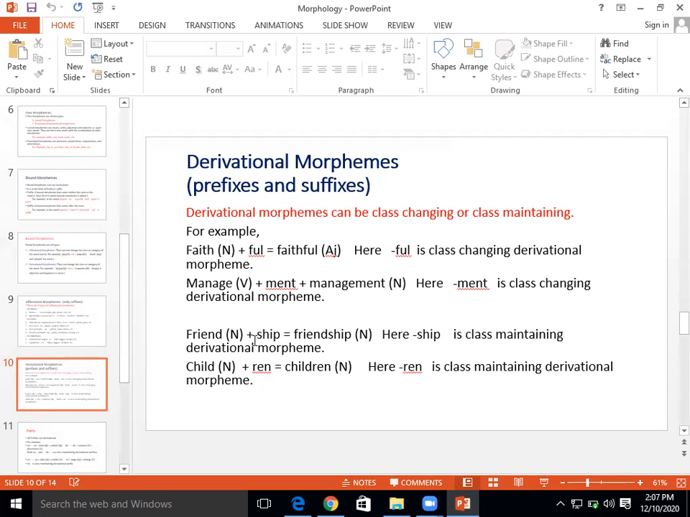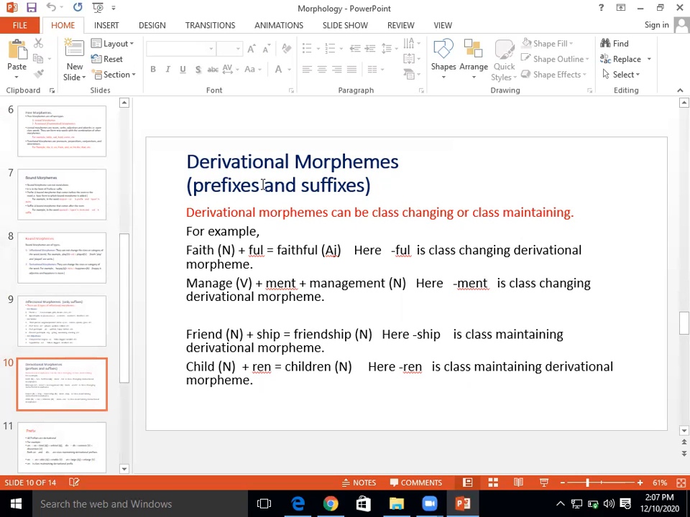Okay. Friend plus ship is equal to friendship. In the first two examples, we can find there are class changing derivational morphemes because the class is changed after adding the morpheme or suffix. And in the other example, friend plus ship becomes friendship. So friend is a noun and friendship is also a noun. So the class is not changed. We can say that friend is a concrete noun and friendship is an abstract noun. In that way it is changed, but actually the noun class is not changed.